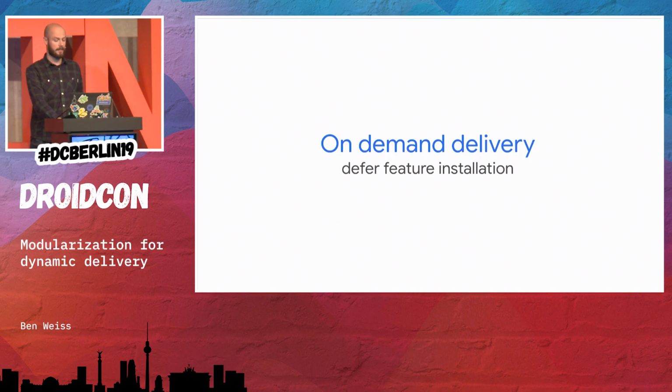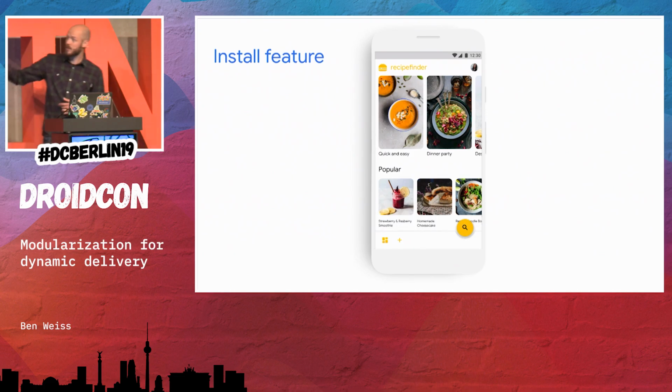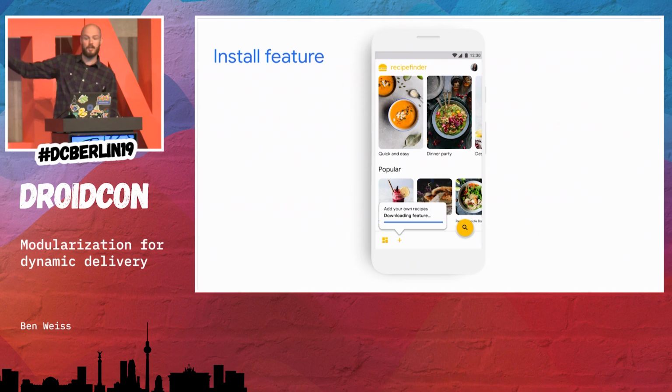So let's take a look at a sample app, the recipe finder, where you have the possibility to install a feature once the app is downloaded. So that means that initially the app might be downloaded, and the feature isn't there yet. Once the user clicks on this button, you check whether the module is there. If it's not there, you download and install it. That works quite well for smallish features. For larger features, it works as well.